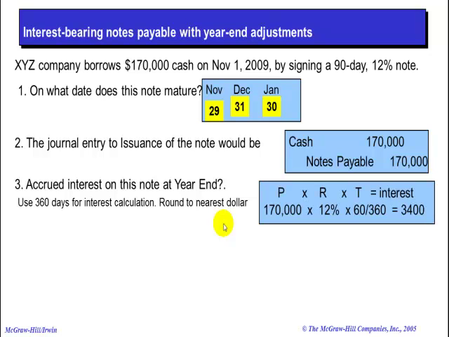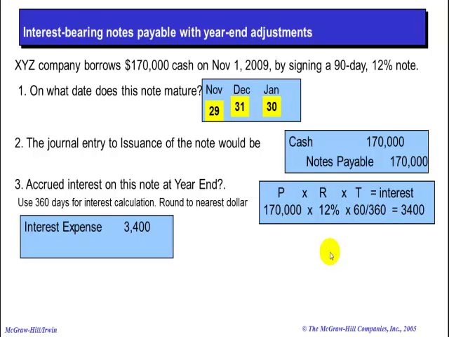Our interest calculation will be the $170,000 we borrowed times 12% interest times 60 days, that's the 2 months right there, divided by 360, which equals $3,400 interest. So our accrued interest, that is what we owe in interest as of the end of the year, so we can make a correct income statement and a correct balance sheet. We're not going to pay the interest yet, but that's what we owe. It will be a debit to interest expense for $3,400 and a credit to interest payable for $3,400.